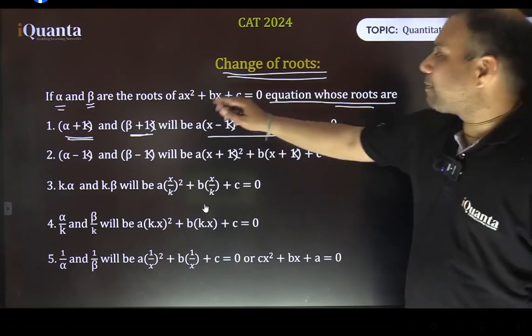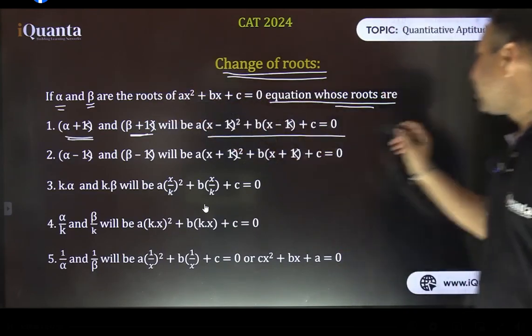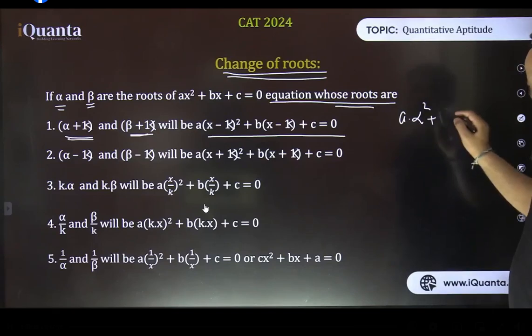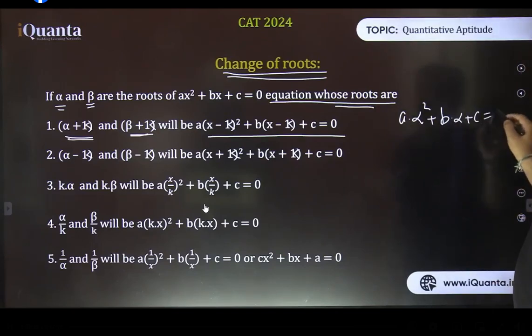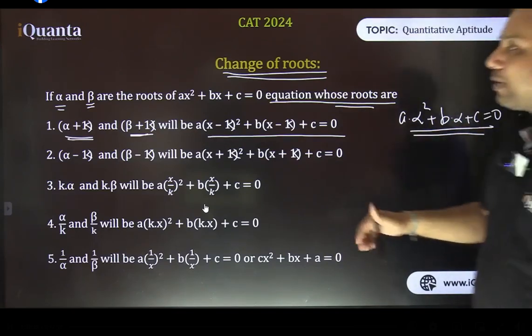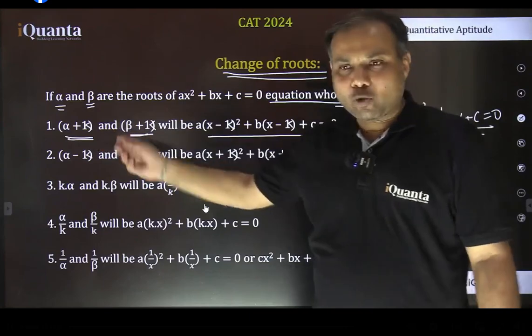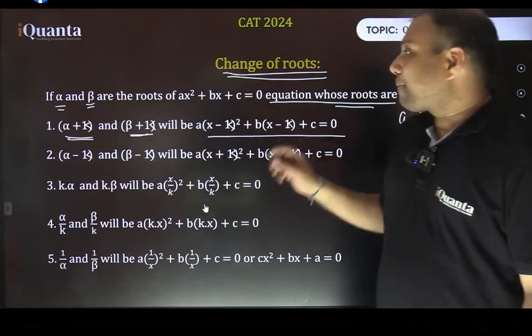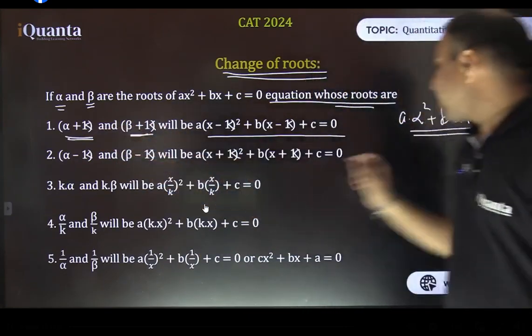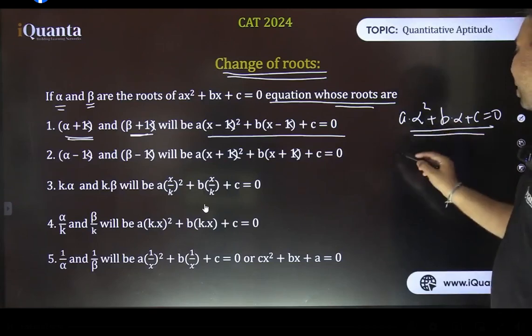So ax square plus bx plus c equal to 0. So I know that by putting alpha, so a into alpha square plus b into alpha plus c, that becomes equal to 0. So I need to see now if I want alpha plus 1 to be root or alpha plus k to be the root, let's say. So I need to see by putting x equals to alpha plus k, I must get this expression, right? So a into alpha square I should get.